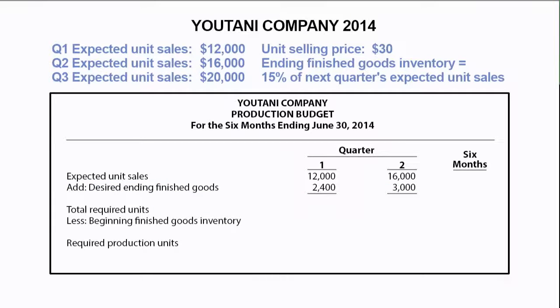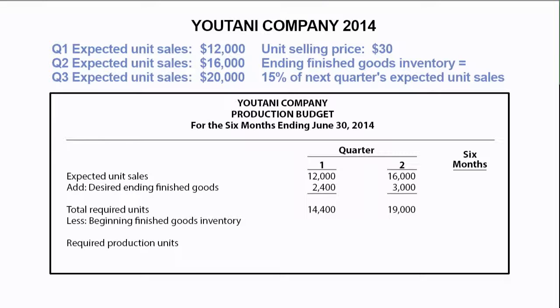Okay, next step, what are the total required units for each quarter? Well, this is pretty simple. We just add desired ending finished goods to expected unit sales to determine our total required units per quarter. For Q1, this is 14,400, and for Q2, adding those together, it's 19,000.